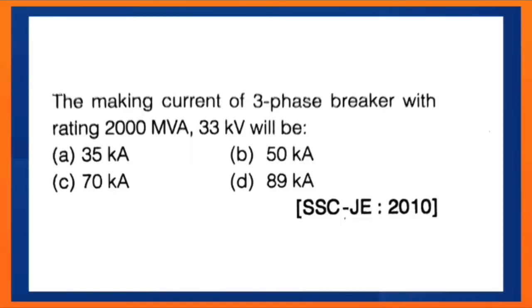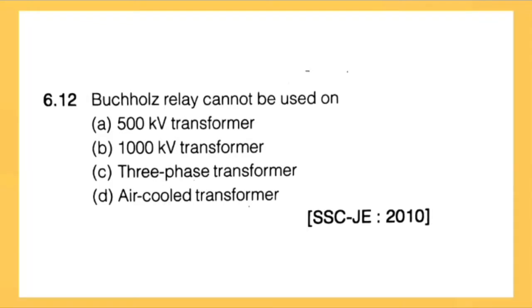So next question is: Buchholz relay cannot be used on, and options are 500 kV transformer, 1000 kV transformer, 3-phase transformer and air cooled transformer. So Buchholz relay cannot be used on air cooled transformer, means option D. Buchholz relay, also called gas actuated relay, is used where oil cooling is used in transformer.